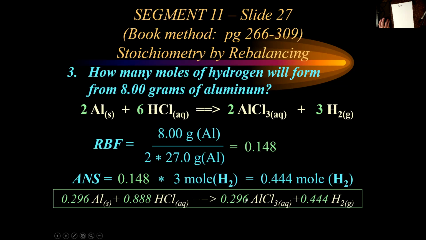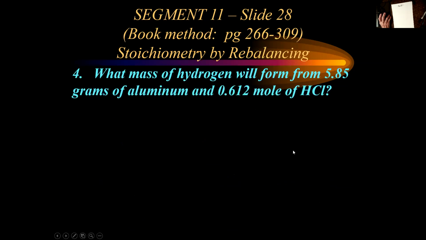Frankly, that's the way most chemistry professors would do the problem. They would do 3 problems in this case, to get everything I got with 1. I did 1 problem, and I got everything. So 8 grams of aluminum will form 0.444 moles of hydrogen gas in the reaction.